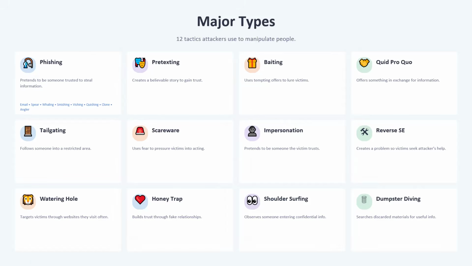There are several subcategories inside phishing, like email phishing, spear phishing, whaling, smishing, and vishing. Smishing is nothing but SMS plus phishing. Vishing is voice phishing, and then quishing is QR code phishing. Then there's clone phishing and angler phishing, and we have covered each type of that in a separate video already. Check it out.